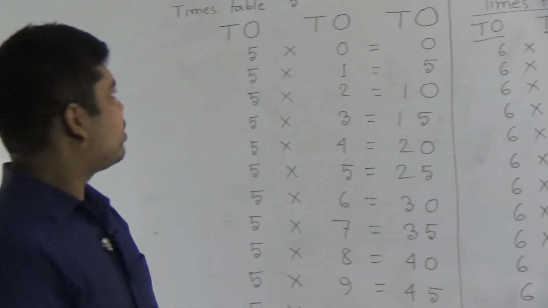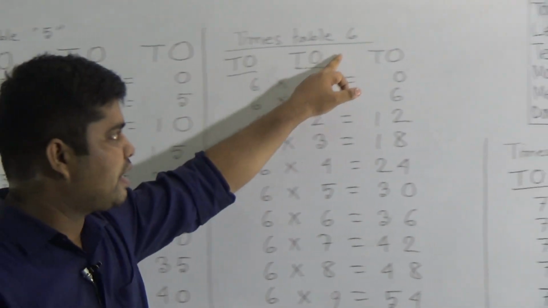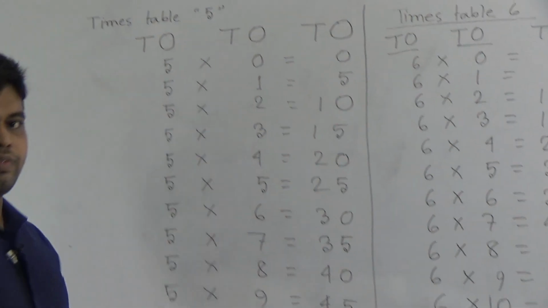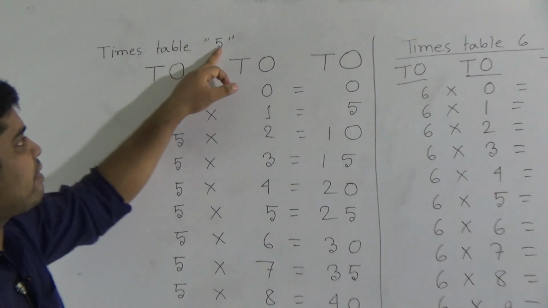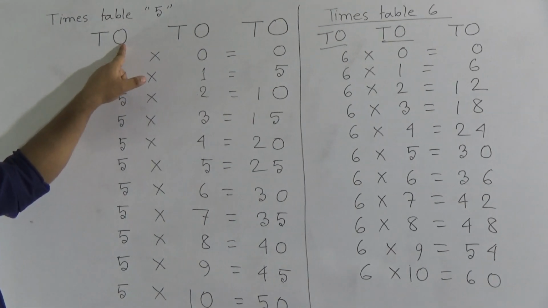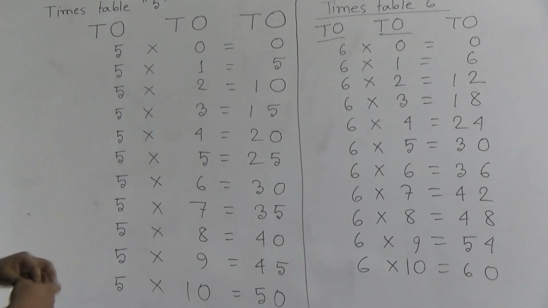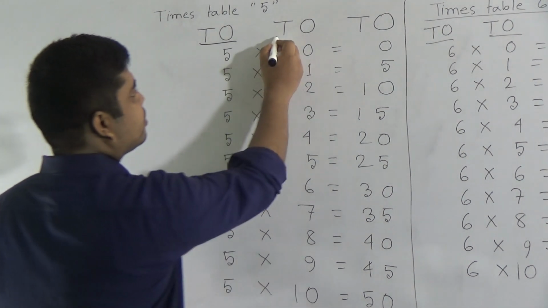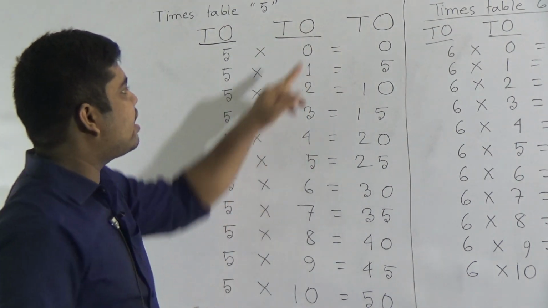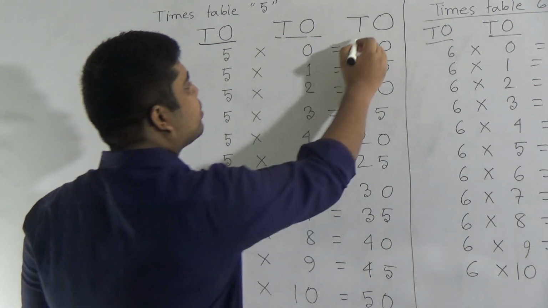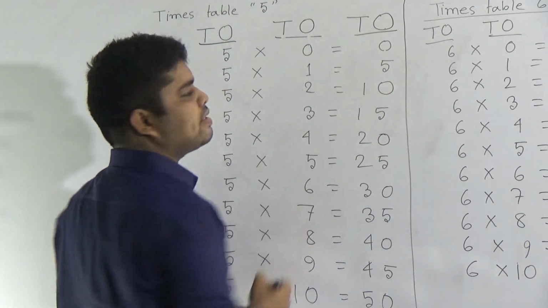My dear students, here 3 times tables are written on the board: times table 5, times table 6, and times table 7. So at first we notice times table 5. To write times table 5, at first I write TO. TO means ones and tens, ones place and tens place. Here also TO, so here ones place and tens place.